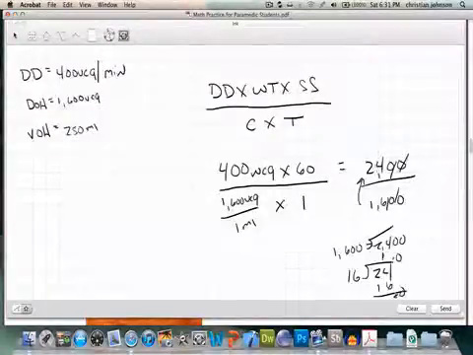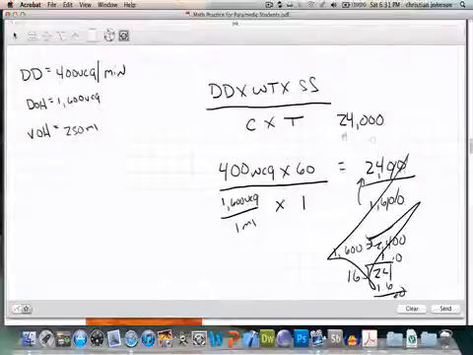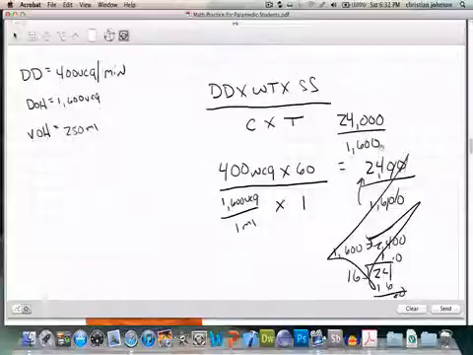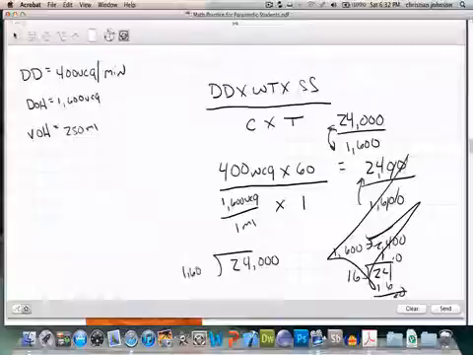Wait a minute, guys. Did that wrong. Remember, 400 times 60 is 24,000. I left out a 0. So 400 times 60 is 24,000 over 1,600. All right. So now I divide 1,600 into 24,000.